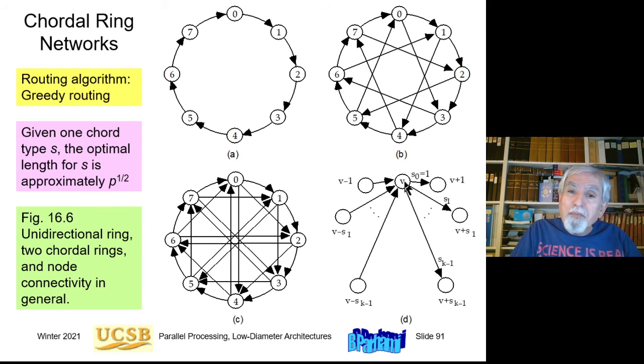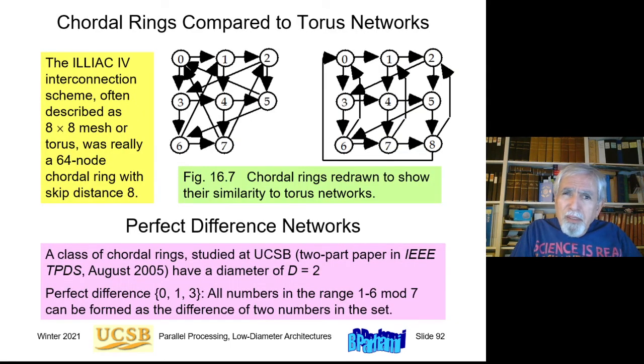So more generally, each node V has ring links which connect it to V plus 1 and V minus 1. Those are the ring links, plus skip links or chords that connect it to V plus S1, V plus S2, all the way to V plus S(k minus 1), depending on how many of these chords. Here I had just one chord, but I can have more than one chord. Okay, so chordal rings can be compared to torus networks. In some ways they're similar.